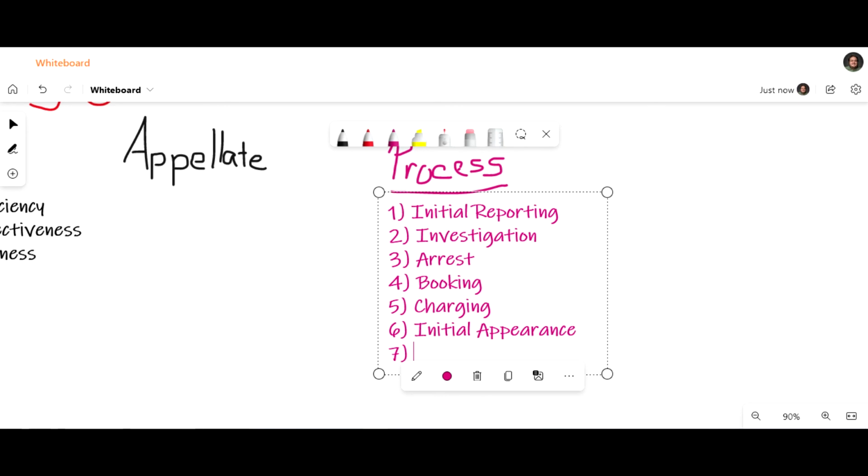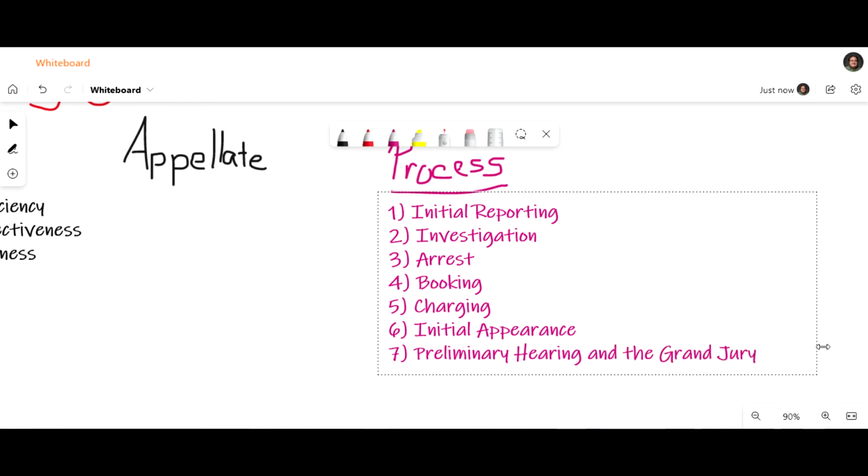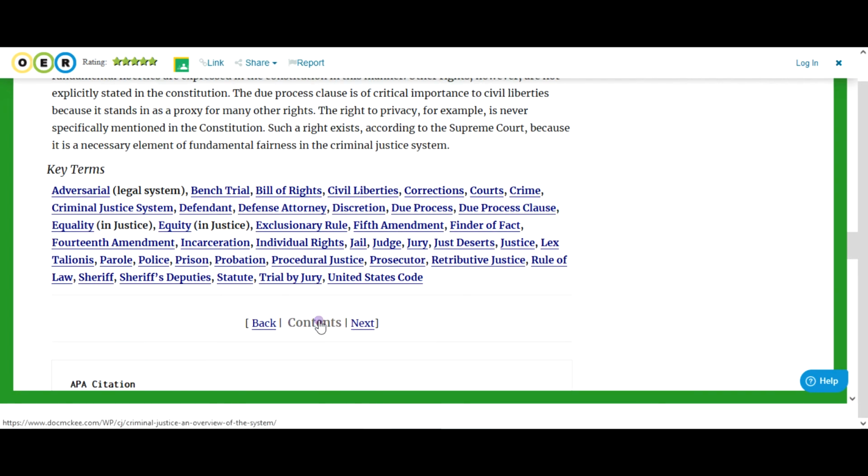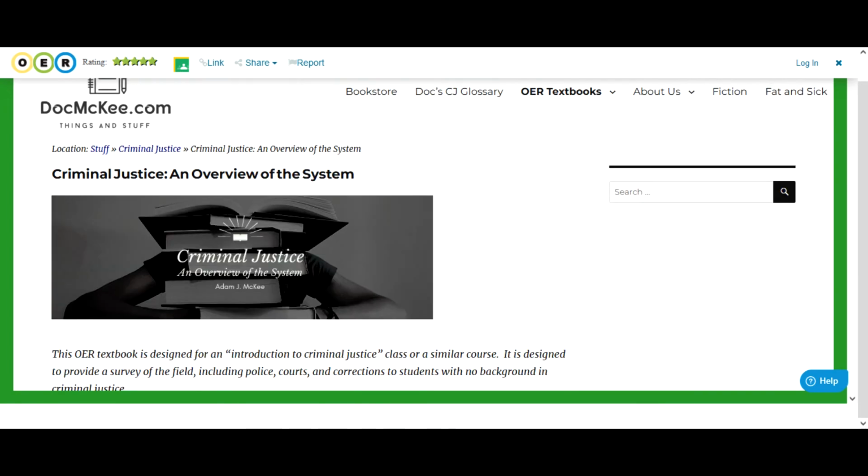So after that is the preliminary hearing and the grand jury. I wanted to make sure I was spelling it right, so I had to check my notes. Okay, so the preliminary hearing, this is where the court determines if there is probable cause. And just to understand a little bit, the grand jury, how do I want to... I have not thought of how I want to explain this, so give me a minute.